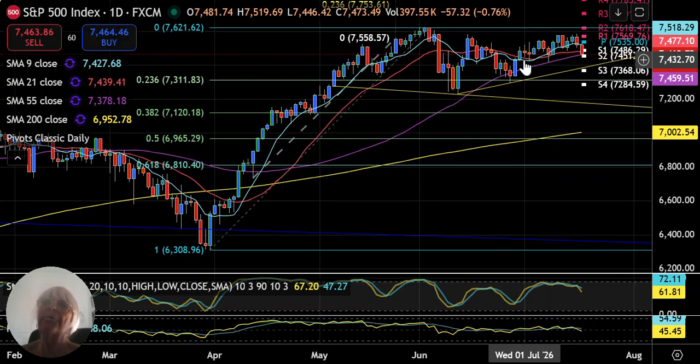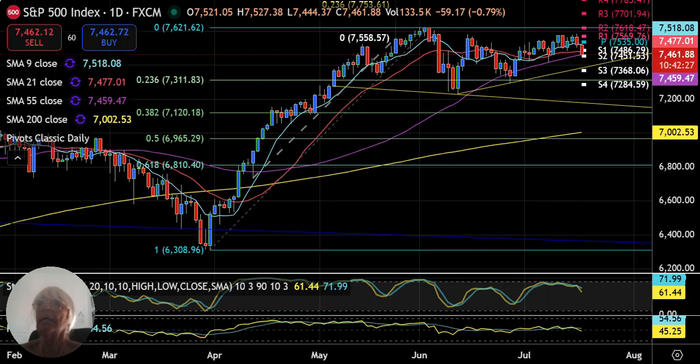Now, at the moment, it's been held by the S2, and that is intersecting with the 55-day moving average, and that's coming in at 7378. So the low so far has been 7444. So 7459 is quite an important area.